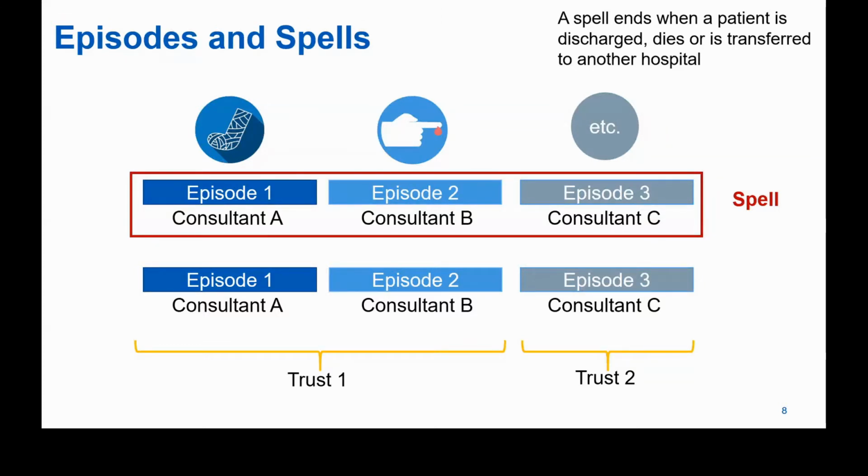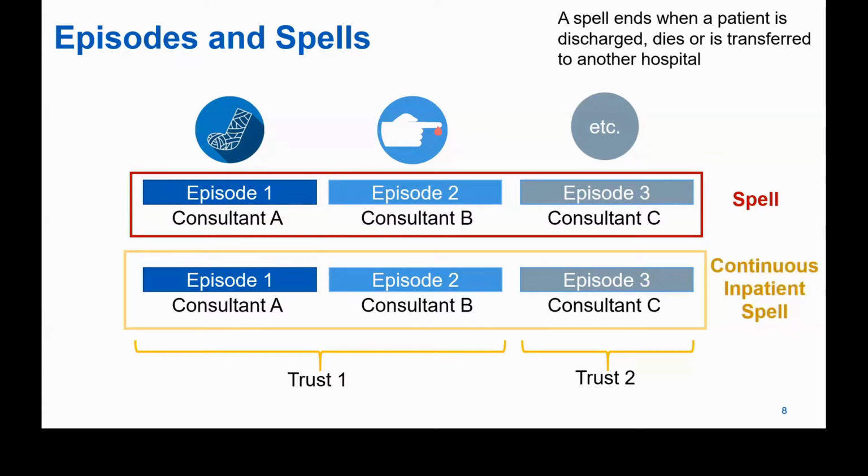So if the patient were to die as a result of being transferred to trust 2 or within 30 days of discharge from trust 2, that death would be purely allocated to trust 2. The fact that they were transferred from trust 1 to trust 2 becomes irrelevant. The death is solely allocated to that final acute trust that treated them.